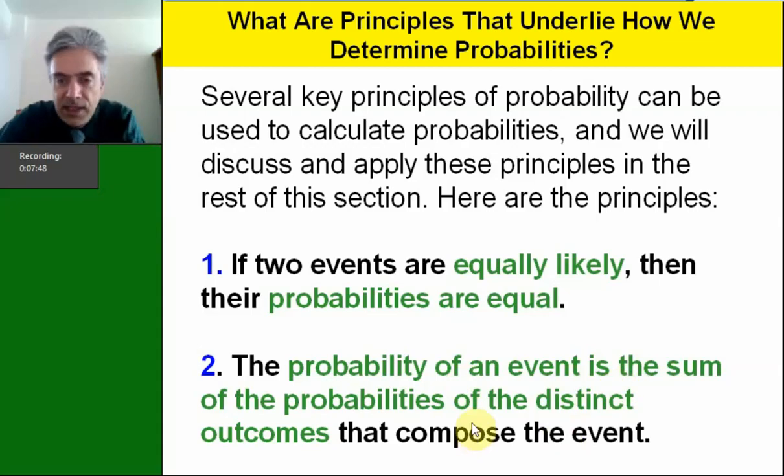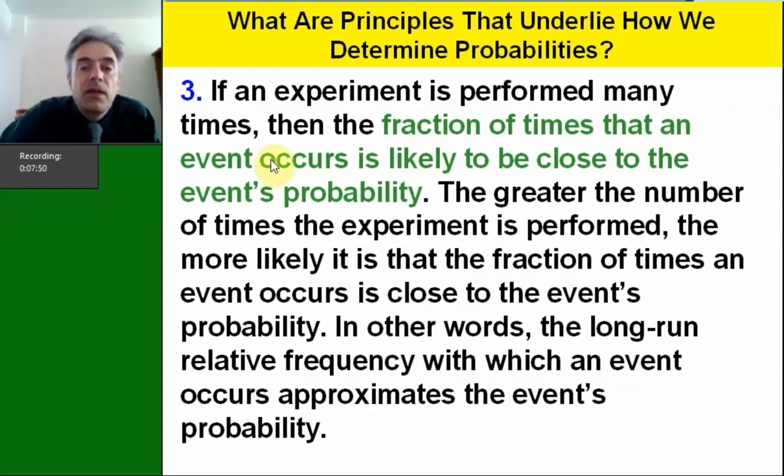And let's see now the last principle here. If an experiment is performed many times, then the fraction of times that an event occurs is likely to be close to the event's probability. The greater the number of times the experiment is performed, the more likely it is that the fraction of times an event occurs is close to the event's probability. In other words, the long run relative frequency with which an event occurs approximates the event's probability.